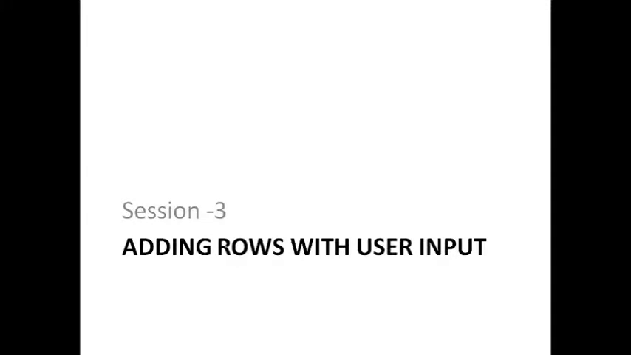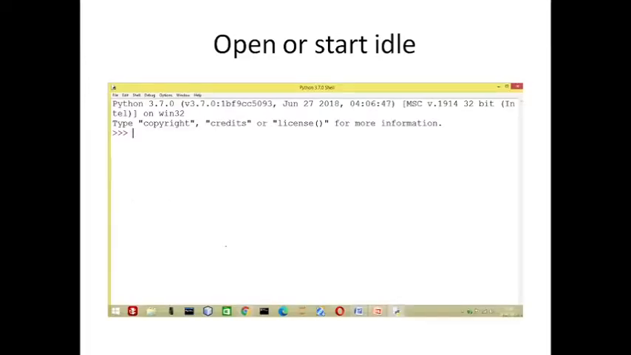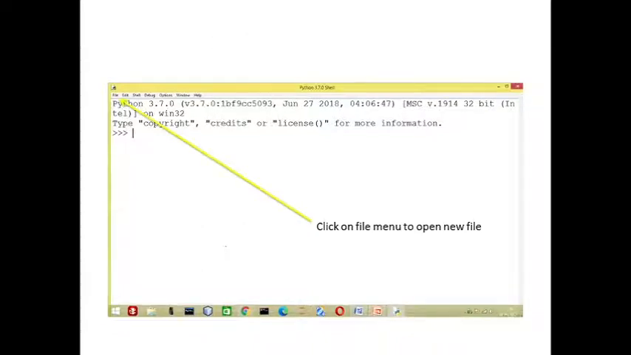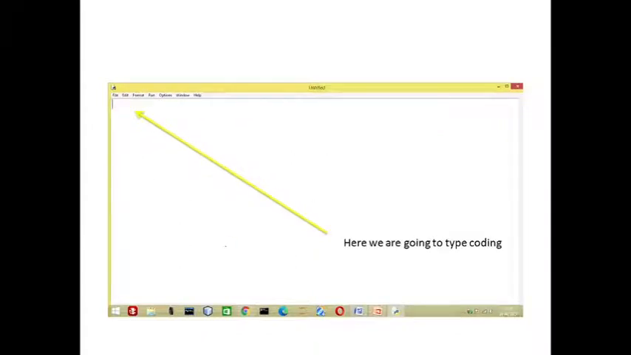Now, adding rows with user input. This is session number 3. The same way we will do. We will start our IDLE, then go to the File option and open a new file, and here we will type all our code.